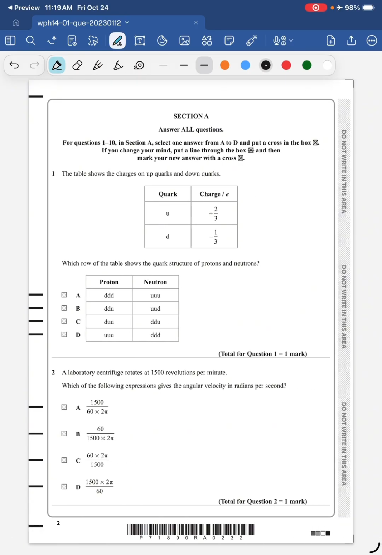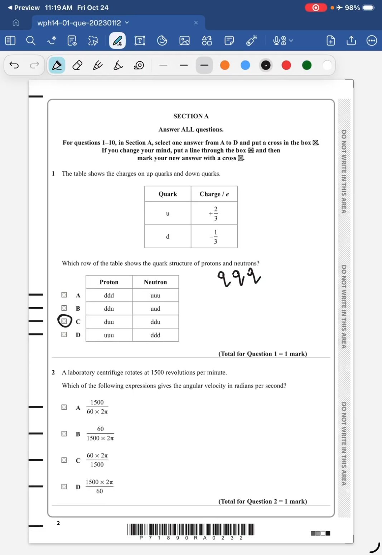So question 1. The table shows the charges of up and down quarks. Which of the table shows the quark structure of protons and neutrons? You have to remember that protons and neutrons are baryons, and baryons have 3 quarks. So C is the right answer because a proton has two up quarks, so their charge is 4/3, minus 1/3 for the down. You get a charge of 1. Whereas for the neutron, 2 downs have a charge of minus 2/3, which cancels with the up quark that has a charge of plus 2/3, for a total of 0. Okay.